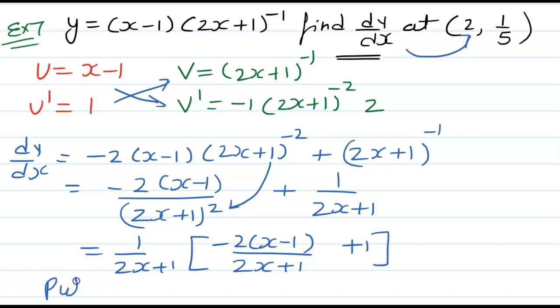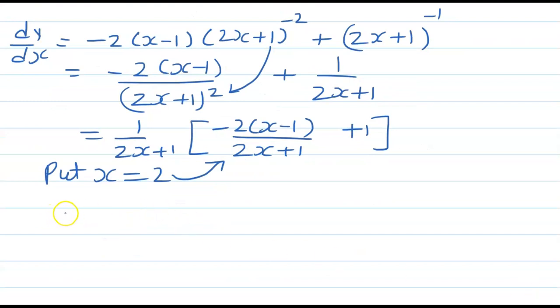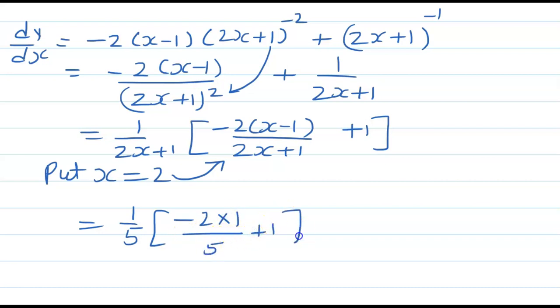So we are going to put x equal to 2 in this expression. Yeah, so let's put x equal to 2. If we put x equal to 2, then 2 times 2 is 4 plus 1 is 5, so this will be 1 over 5, and this will be minus 2 times 1 over 5, and it is plus 1. Yeah, so if we simplify it, it will be 1 over 5 minus 2 plus 5 over 5.